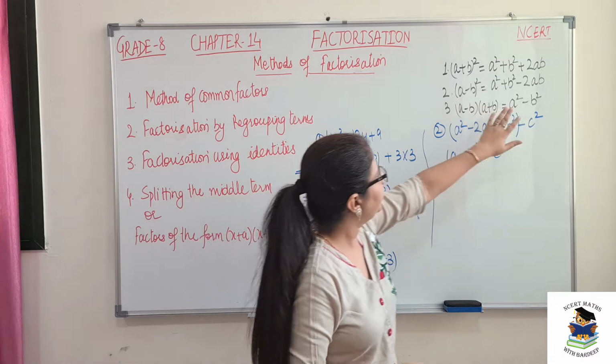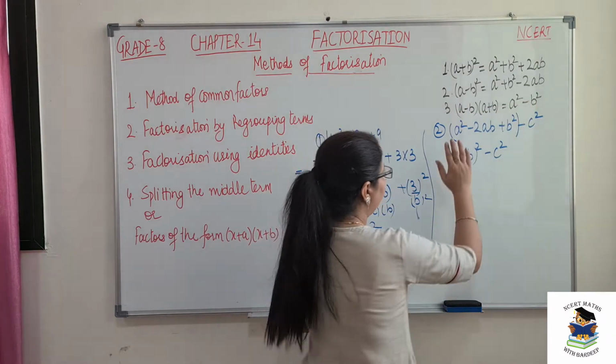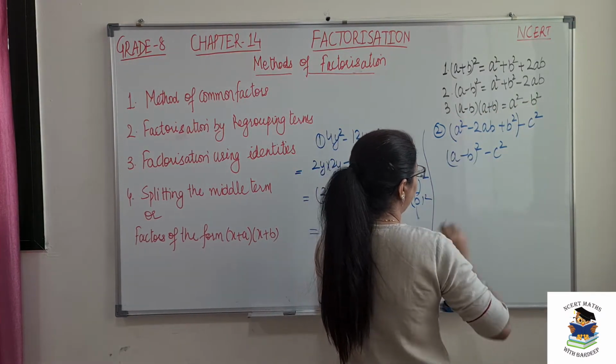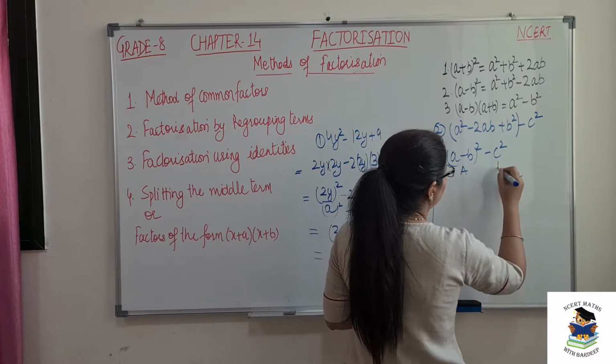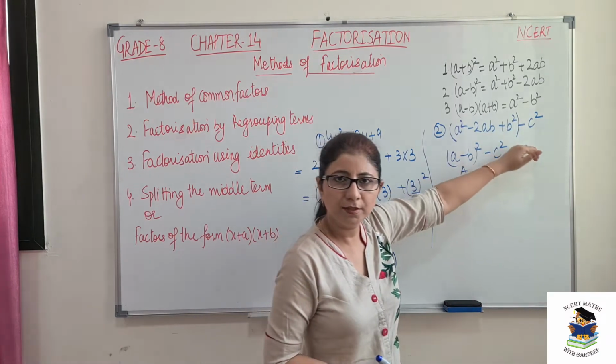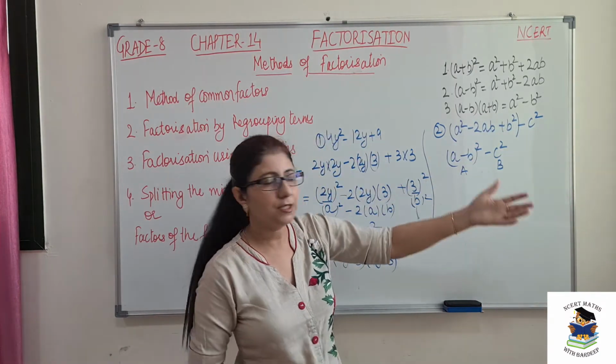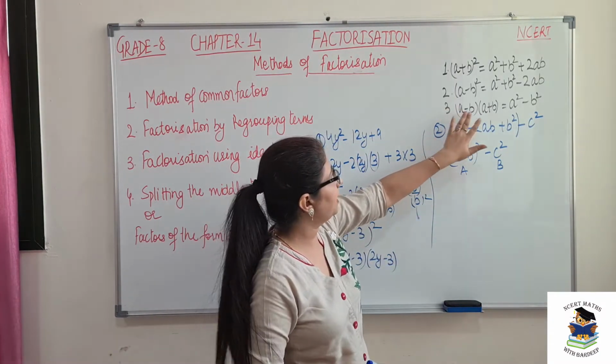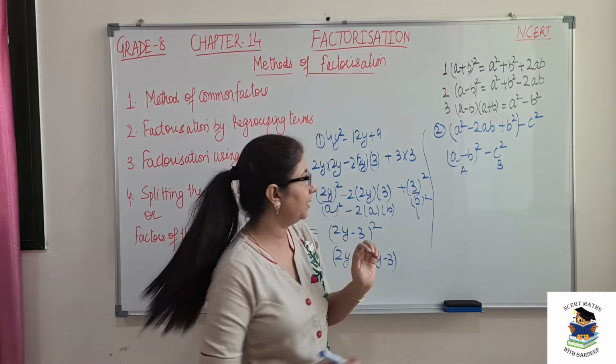Here we have a square minus b square. If I take this full term as a, and this as b, then this is the same as a square minus b square. So what is the answer for a square minus b square? It means a minus b into a plus b.